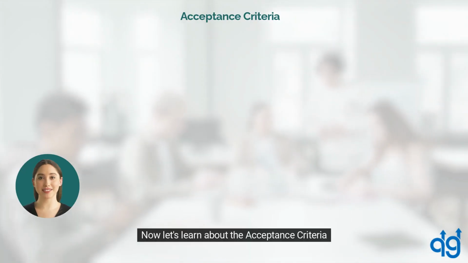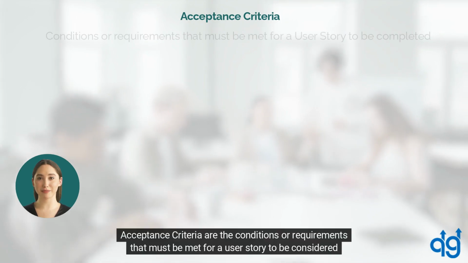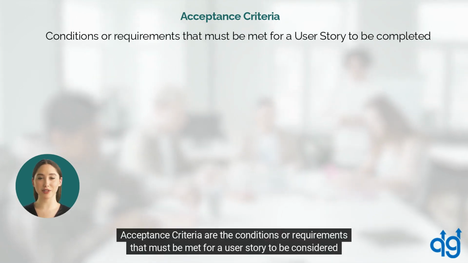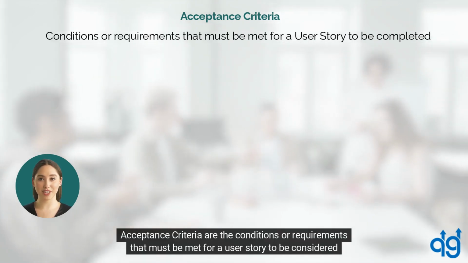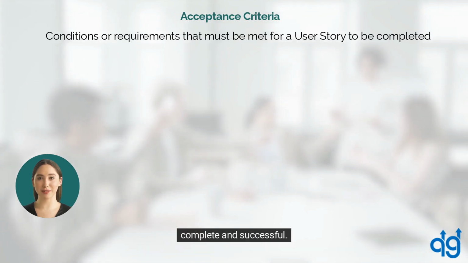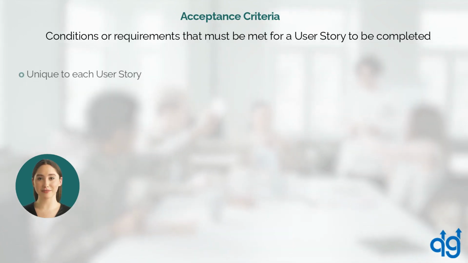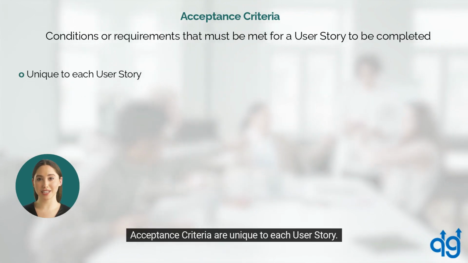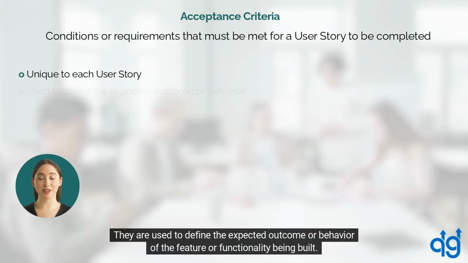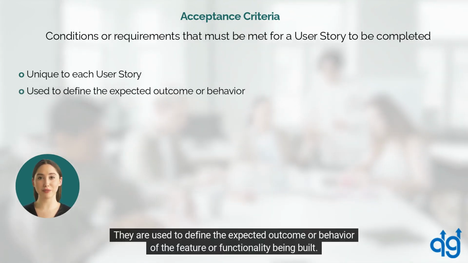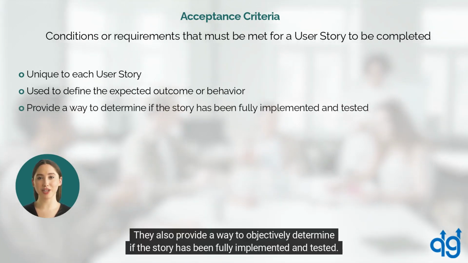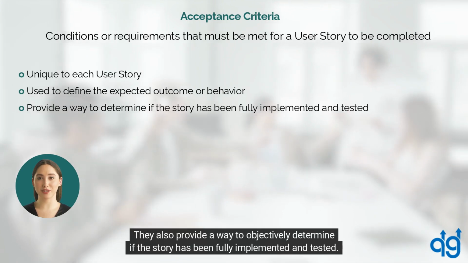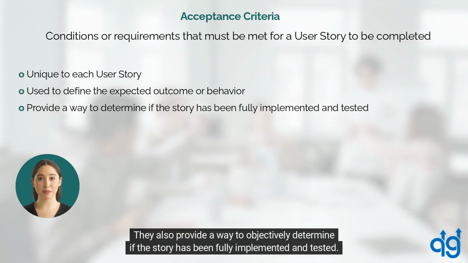Now let's learn about the acceptance criteria. Acceptance criteria are the conditions or requirements that must be met for a user story to be considered complete and successful. Acceptance criteria are unique to each user story. They are used to define the expected outcome or behavior of the feature or functionality being built. They also provide a way to objectively determine if the story has been fully implemented and tested.